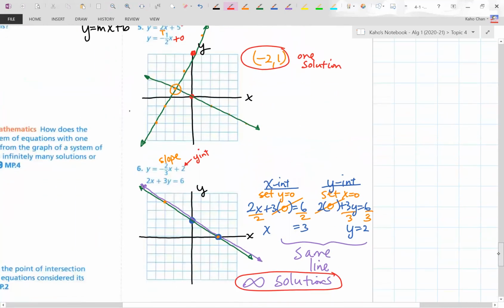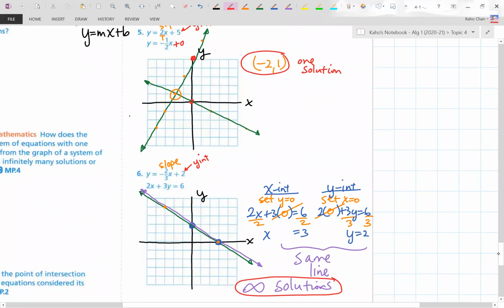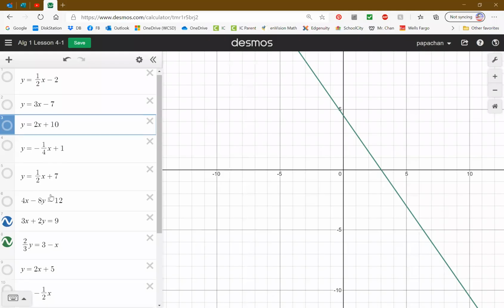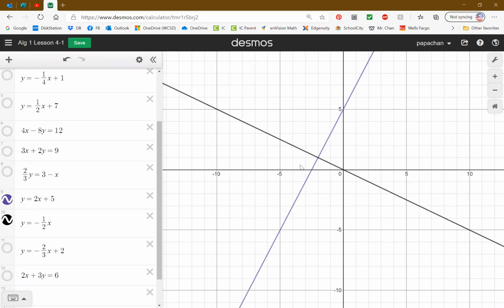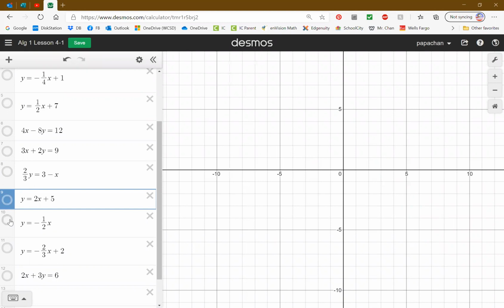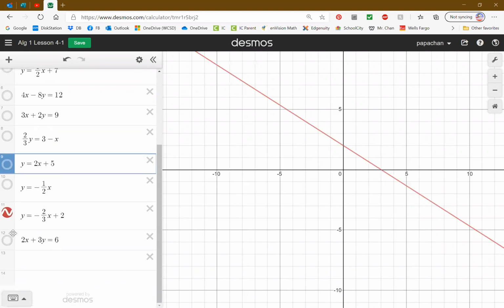So let's verify that with our Desmos here. The first one was -2, 1, and the second one is infinite solutions. Interesting. Here we go, let's check it. So number 5 was this guy, 2x plus 5 and -1/2 x. Yep, there it is, folks, -2, 1. And the last problem, same line, look at that. Same line. Very good. All right. I think we are satisfied.